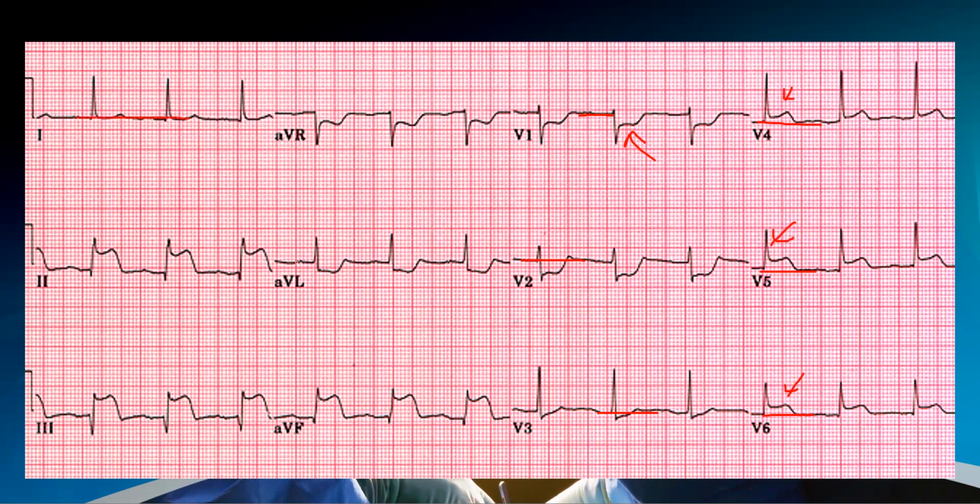Go to lead 1, nothing is there. Lead aVL, ST depression. Lead 2, well, this is prominent ST elevation, prominent ST elevation, prominent ST elevation. So lead 2, 3, aVF having ST elevation. Others are mainly having ST depression.